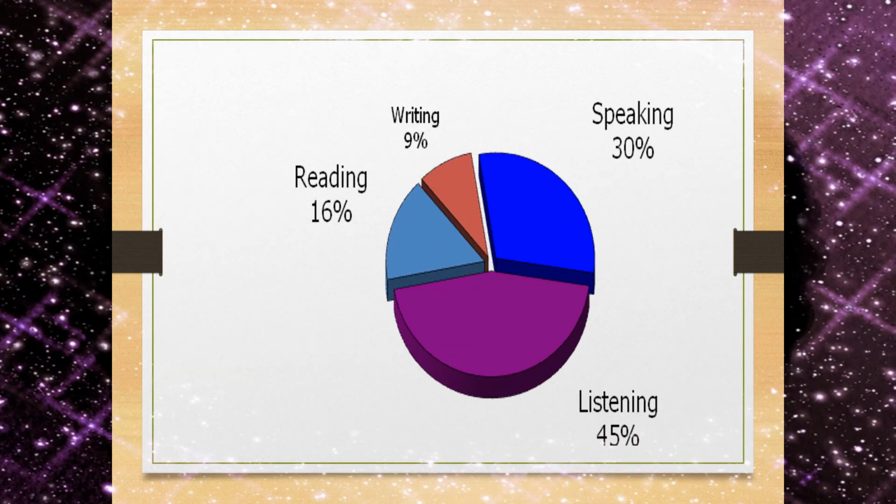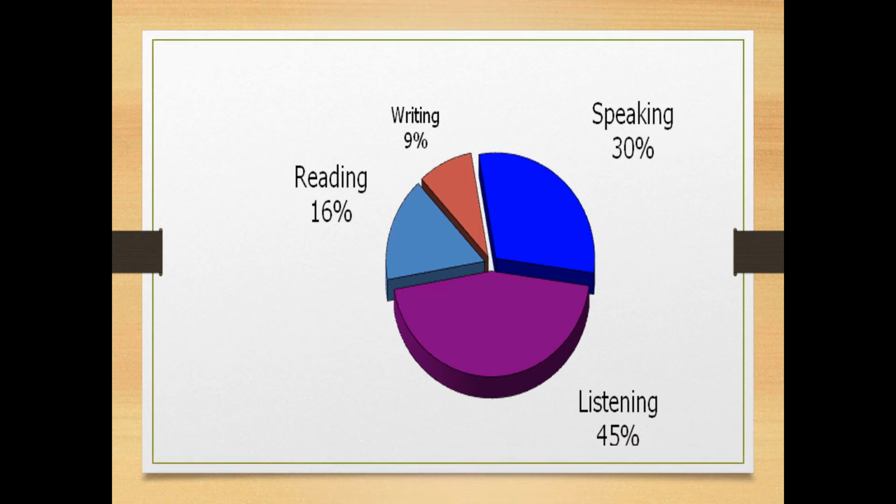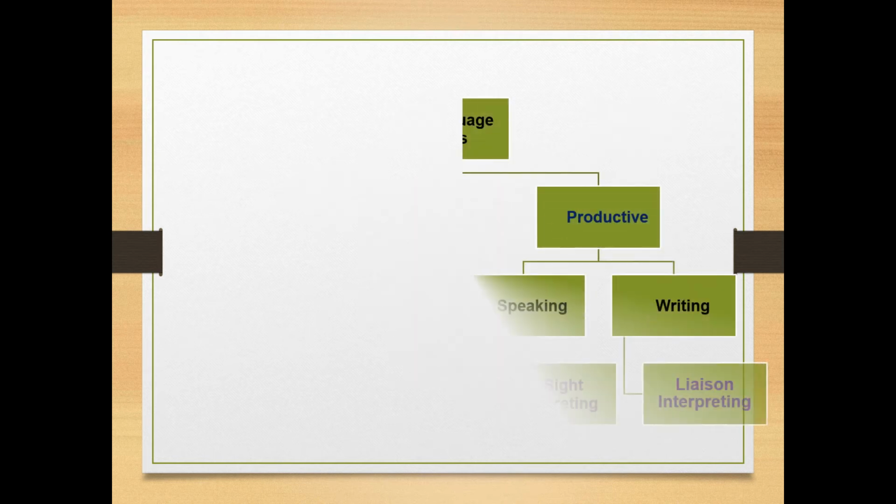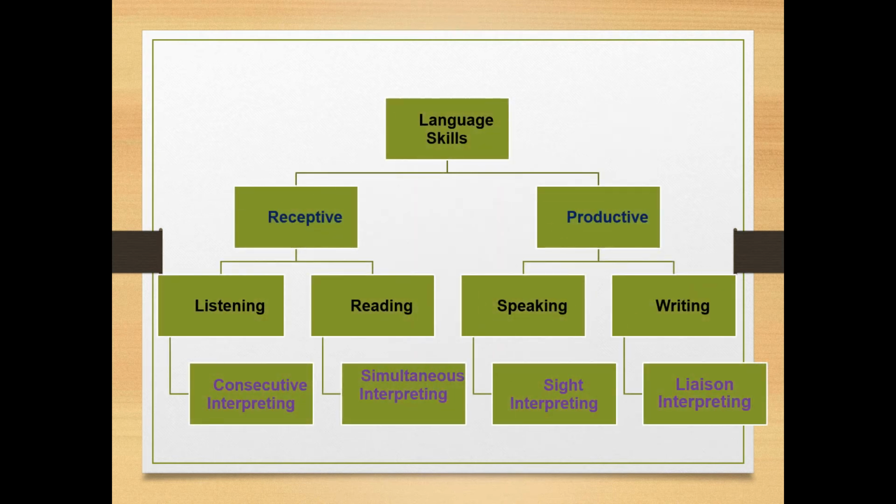But inside translating or interpreting, the interpreter has to have adequate reading skills in order to interpret the document in hand as fast as possible. Here are the language skills. They could be receptive or productive. Under receptive, we have listening and reading, and under productive, we have speaking and writing.